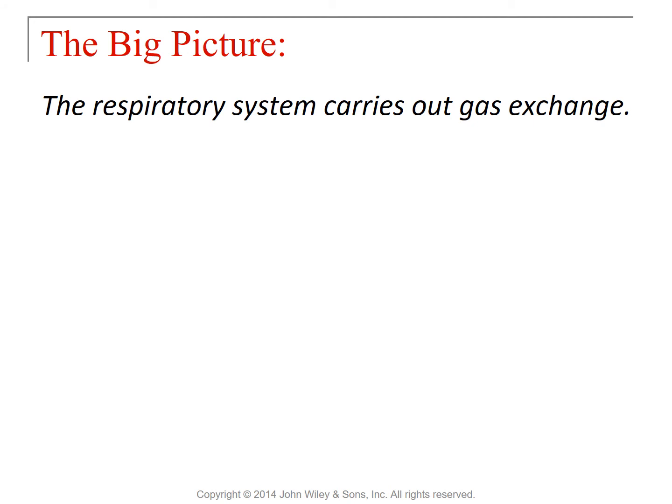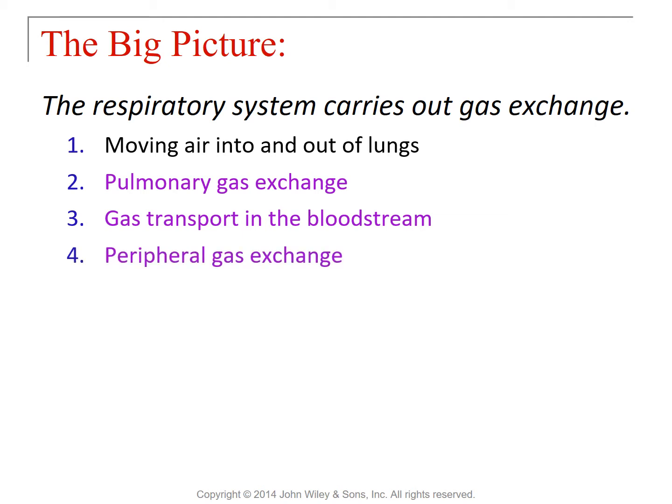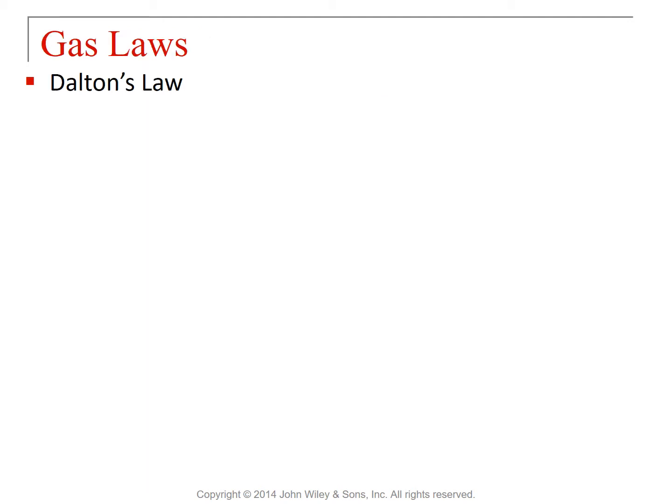In this second video of the respiratory system, we're going to discuss the other three ways in which the respiratory system carries out gas exchange. So we did a pretty thorough treatment of ventilation with the first video, which is moving air into and out of the lungs. And so now we're going to talk about pulmonary gas exchange. We're going to talk about gas transport in the bloodstream, and we're going to talk about peripheral gas exchange.